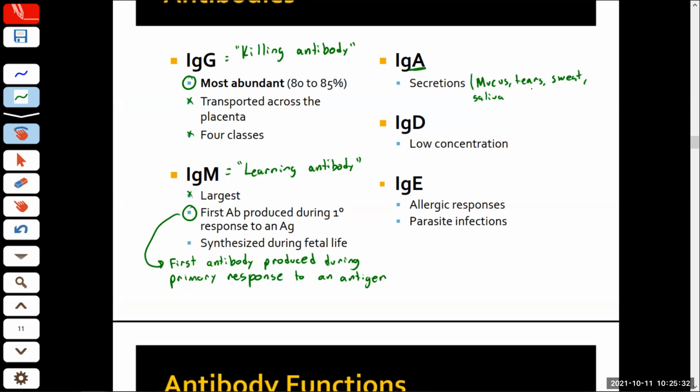I was thinking like breast milk. Mucus, tears, sweat, saliva. Kind of rings a bell. What kind of line of defense is that? This is why your first line of defense, your chemical barriers, has antimicrobial properties. This is why your tears can prevent bacterial growth, because it has IgA.